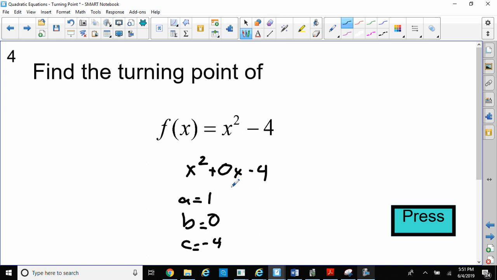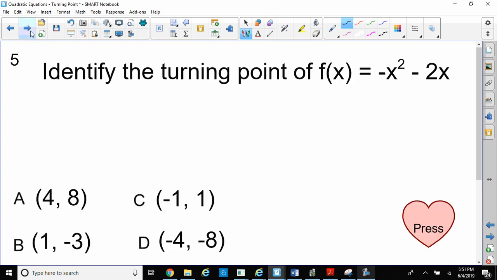So sometimes you get a question like this where they don't have a middle term, and you'll have to know how to deal with it. And hopefully it'll be a lot easier since there is no b. Okay? All right, so I'll let you go ahead and find the y value or the turning point of this. So identify the turning point. So can you figure out which one it is? And this time I see we have a negative x squared minus 2x. So see which point it is.